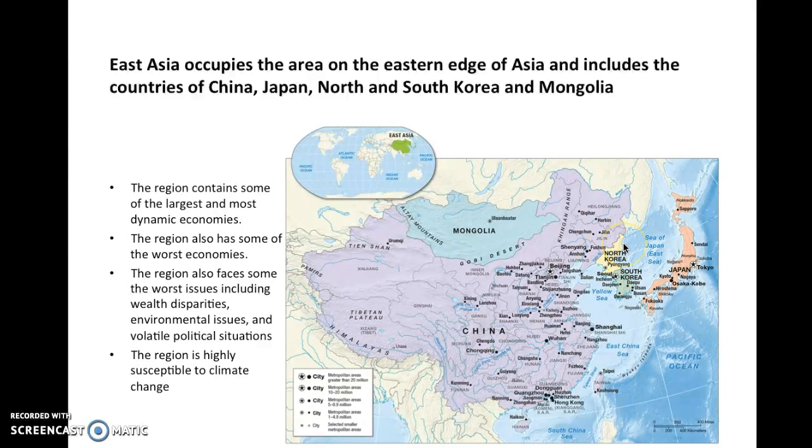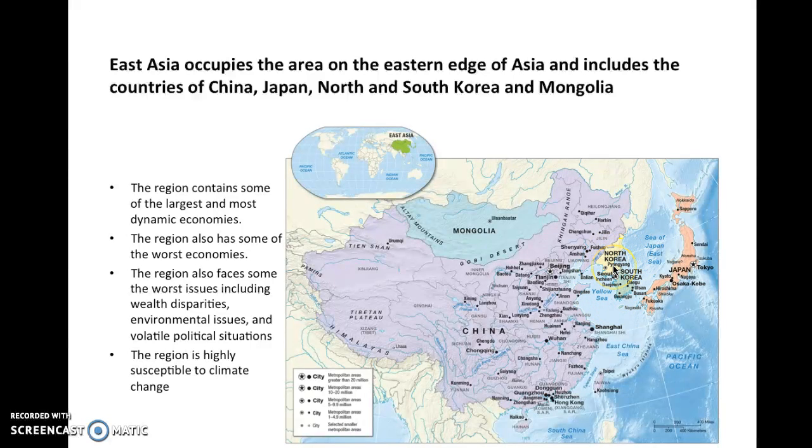North Korea, constant issues, poverty and lack of food, starvation, very backward, very desolate. Environmental issues, extreme pollution all along this region here and flowing out from China because winds, the jet stream brings those issues this way, and volatile political situations.